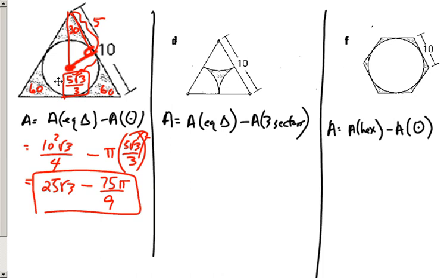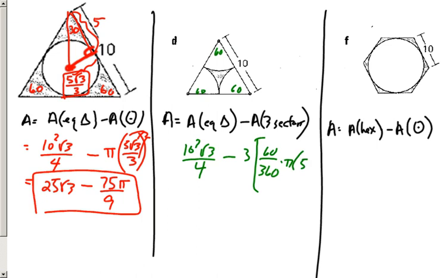Okay. Next one, area of the equilateral triangle, again, 10 squared root 3 over 4. The area of the 3 sectors, we did this one in class, I think the exact question with 10 and everything. So it's going to be 3 times 60 over 360 times pi 5 squared. So again, if you missed this one in class or didn't get it, make sure that you look at this one closely. But again, this is going to be the same as the last one, 25 root 3.